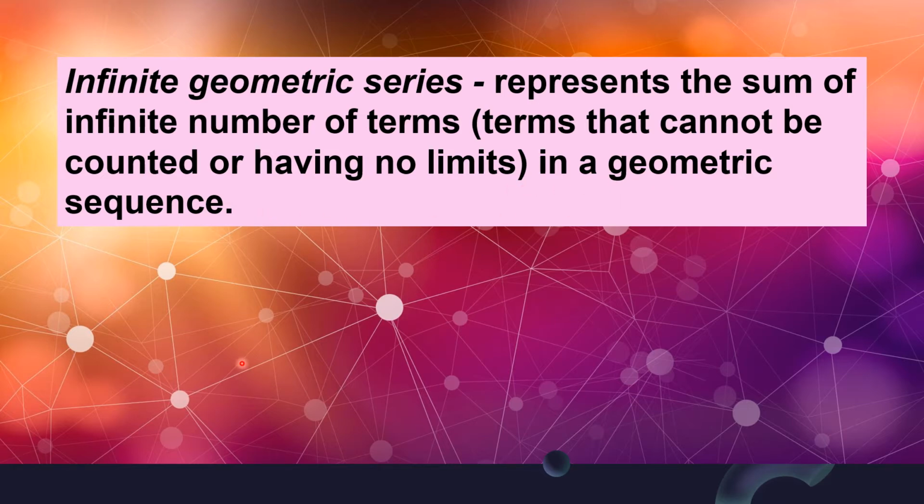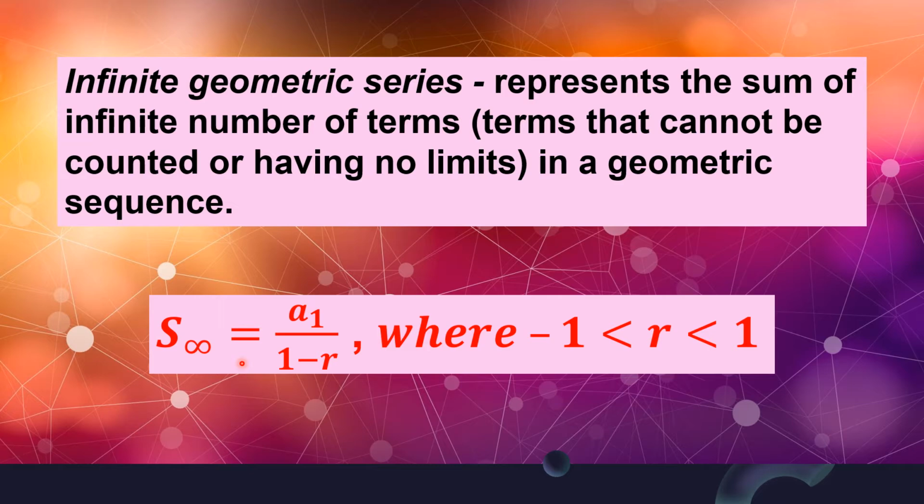The formula in finding the sum of an infinite geometric sequence is S sub infinity is equal to A sub 1 over 1 minus R, where S sub infinity is the sum of the infinite geometric sequence, A sub 1 is the first term, and R is the common ratio, where R is greater than -1 but less than 1.